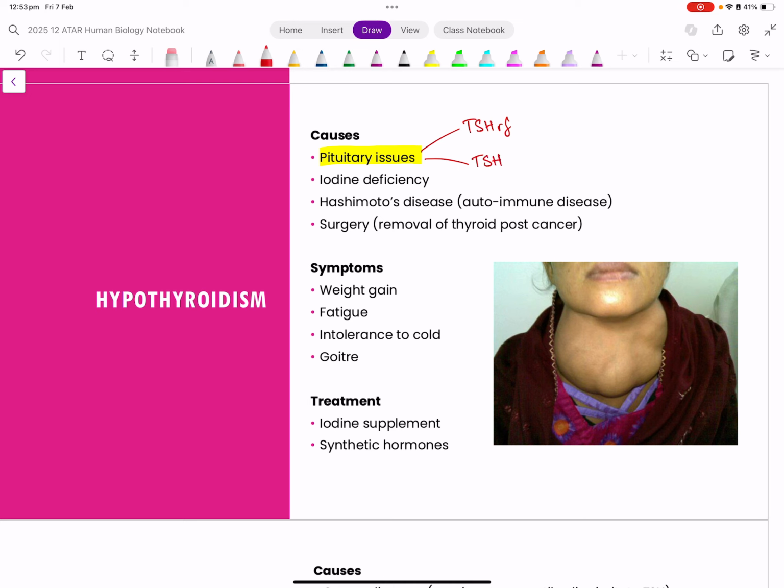Secondly, iodine. Iodine is needed in order to produce thyroid hormone. So when iodine levels are low, this is going to mean that not enough thyroid hormone can be produced.